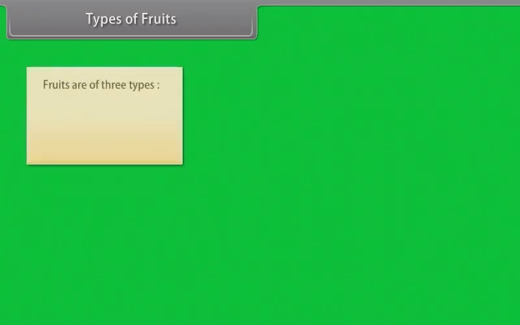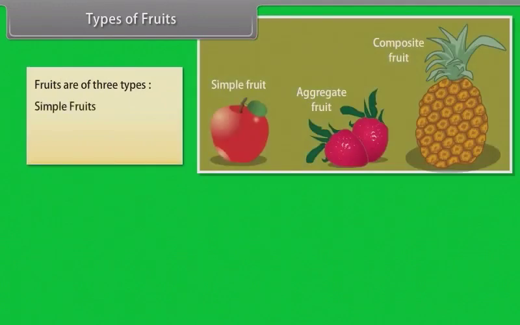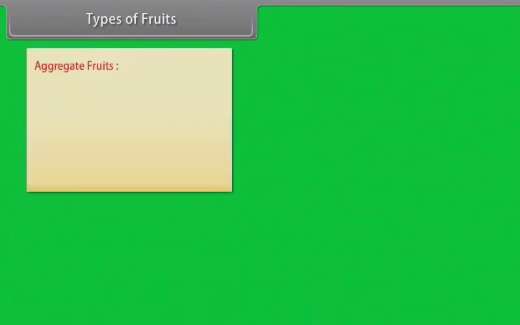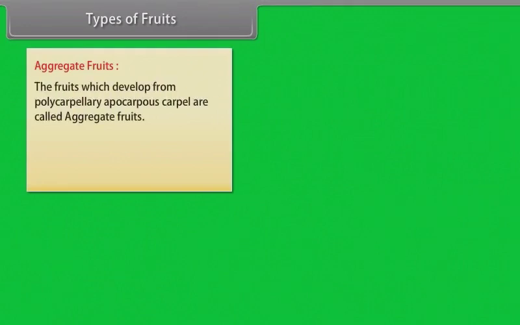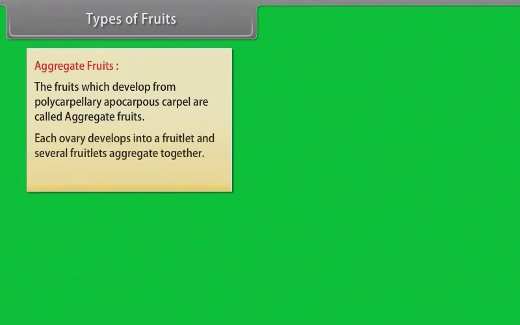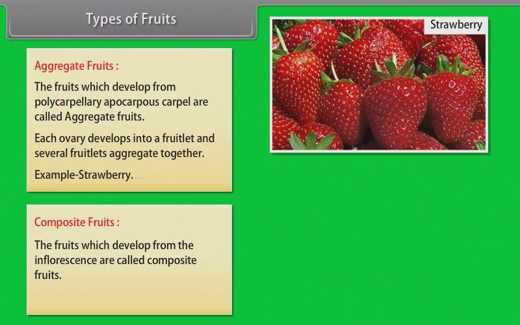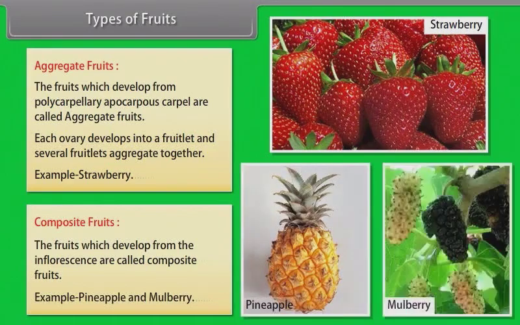Types of fruits. Fruits are of three types: simple fruits, aggregate fruits, composite fruits. Simple fruits: the fruits which develop from monocarpellary or polycarpellary syncarpous ovaries. Example, pea. Aggregate fruits: the fruits which develop from polycarpellary apocarpous carpel are called aggregate fruits. Each ovary develops into a fruitlet, and several fruitlets aggregate together. Example, strawberry. Composite fruits: the fruits which develop from the inflorescence are called composite fruits. Example, pineapple and mulberry.